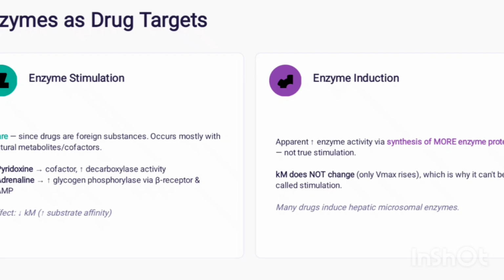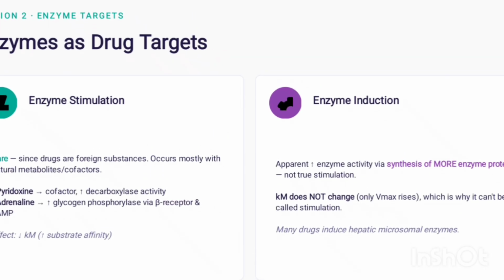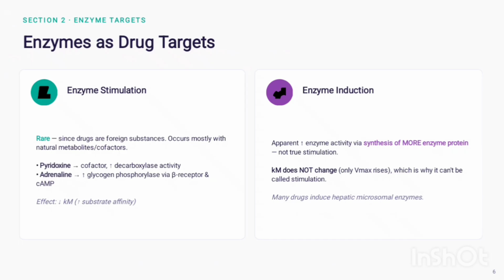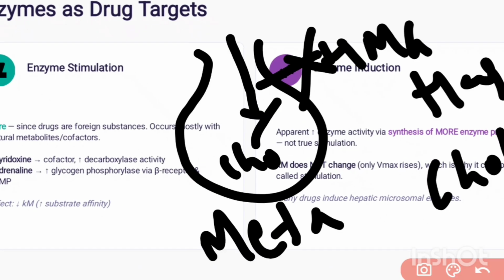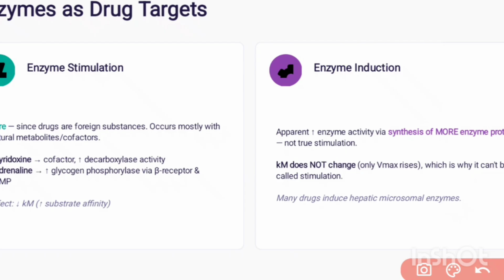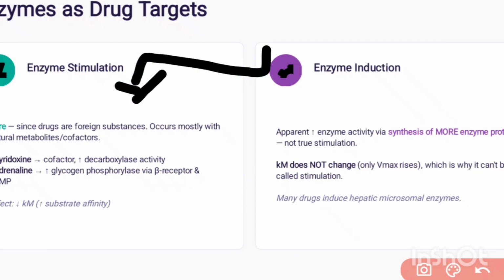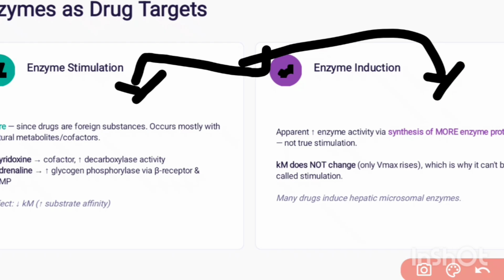The drugs may either stimulate the enzymes or inhibit the enzymes. Enzyme stimulation is of two types: enzyme stimulation and induction. Here, stimulation by the drugs is very rare.